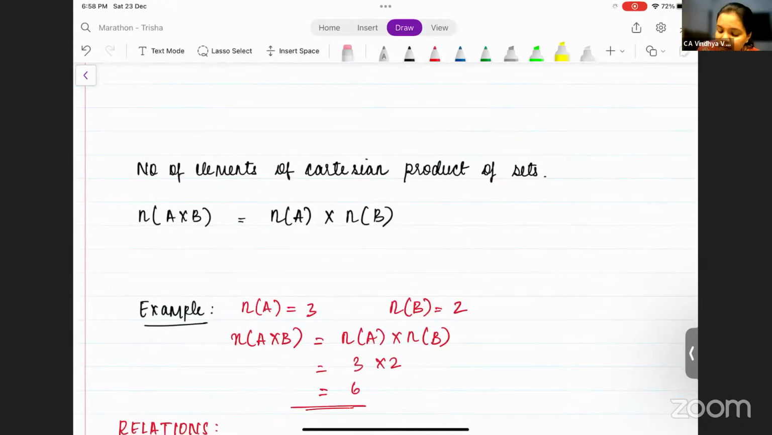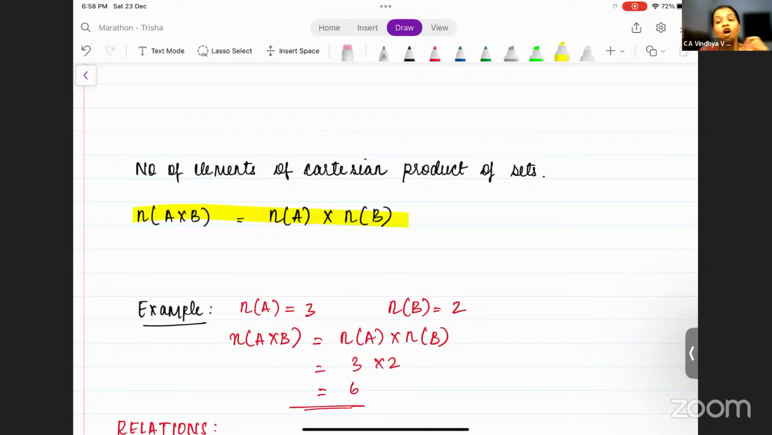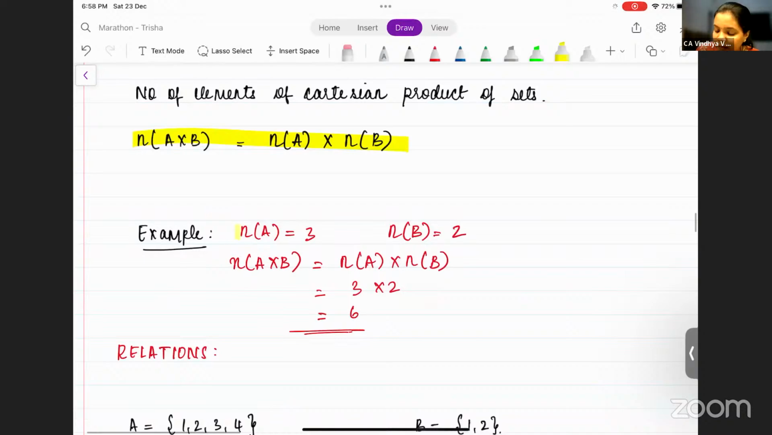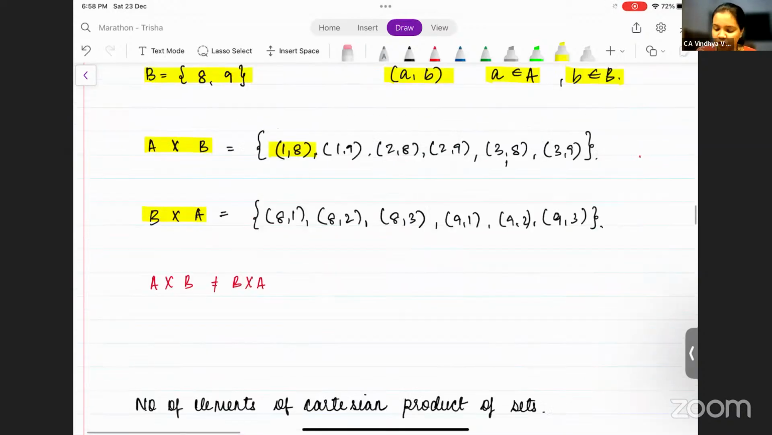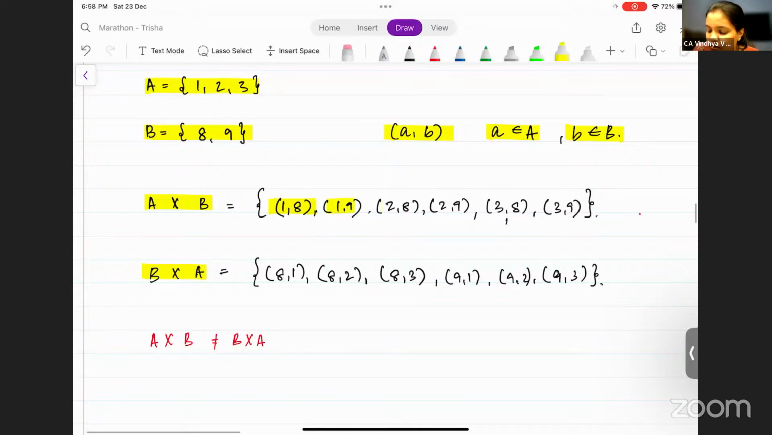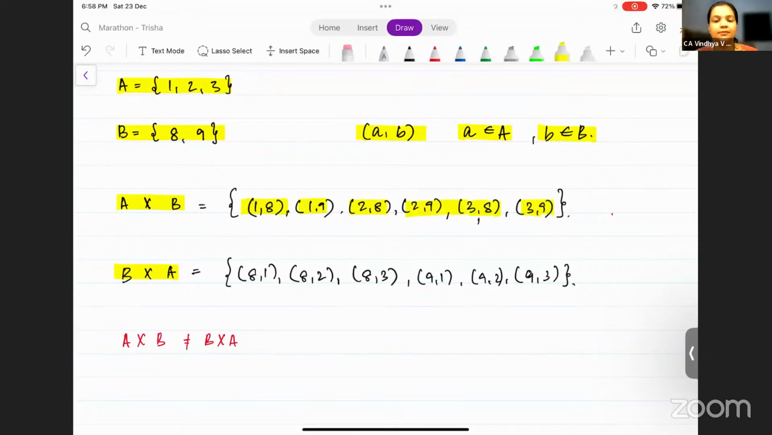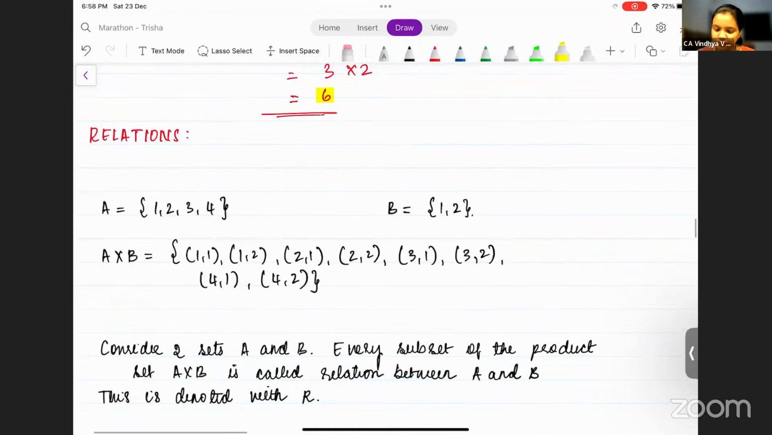So the number of elements in a Cartesian product, N of A cross B, is nothing but N of A into N of B. So in the example, N of A was 3, N of B was 2. Total 6 elements. If you observe here, 1, 2, 3, 4, 5, and 6 elements are there.